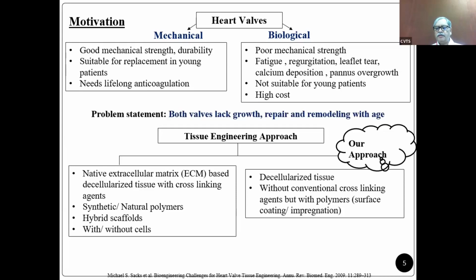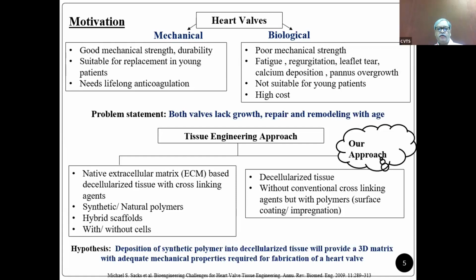So this is the problem statement, and the hypothesis is that deposition of the synthetic polymer into decellularized bovine tissue, we have used basically bovine pericardium, will provide a 3D matrix with adequate mechanical properties required for fabrication of the heart valve. So now onwards, I am going to do basically the biochemistry and mechanical engineering part.